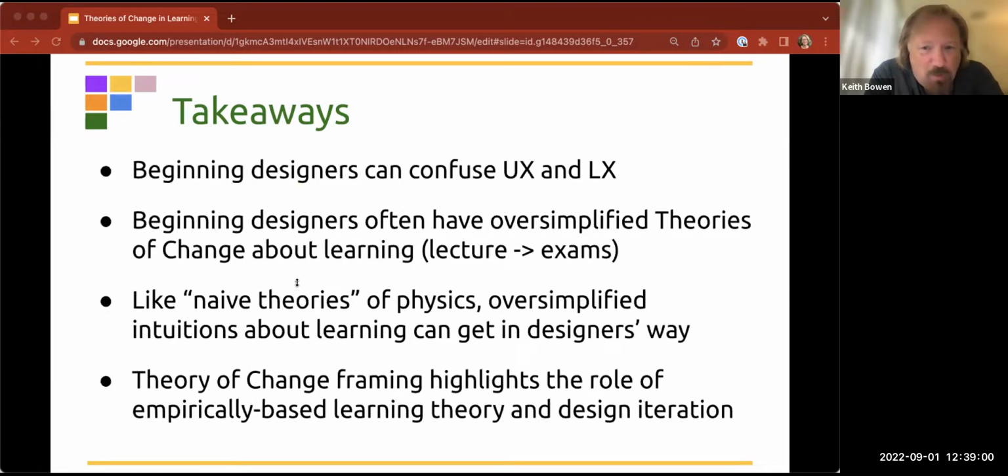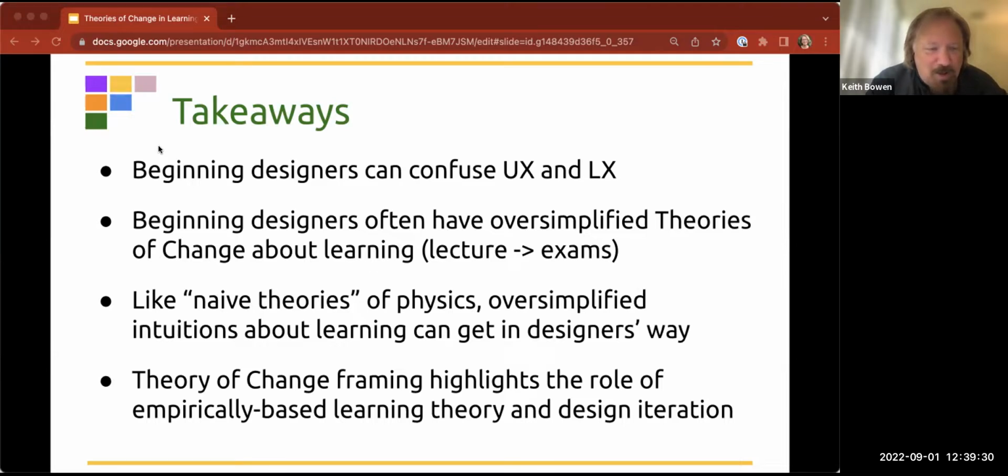And just a couple of other thoughts. We've noted that beginning designers often confuse UX and LX. They're similar, of course, but it does help to distinguish between them. We've also noticed that beginning designers often do have theories of change about learning, but they tend to be oversimplified, like assuming a straight line from lecture to exam.